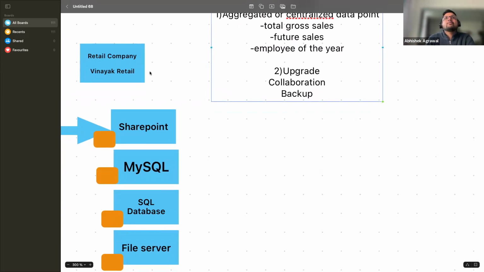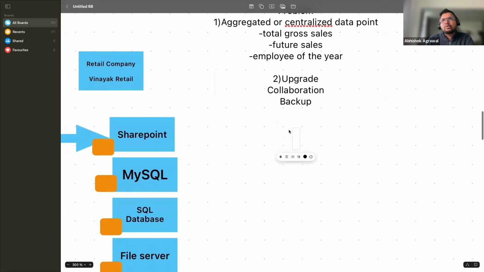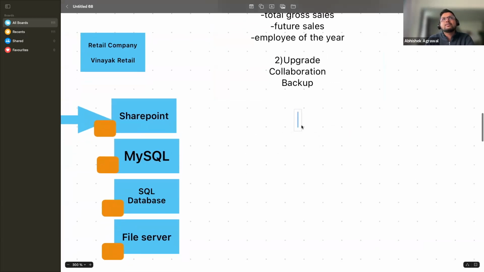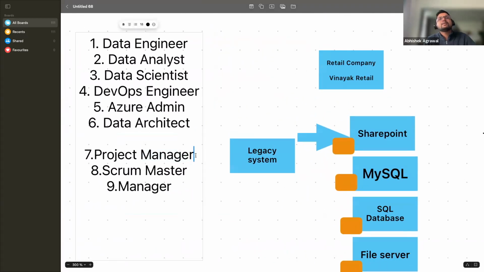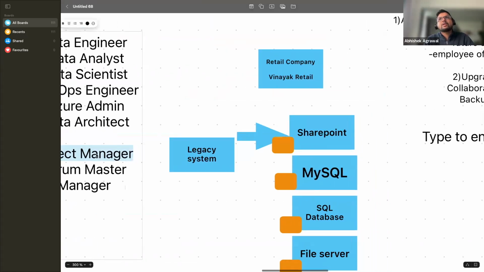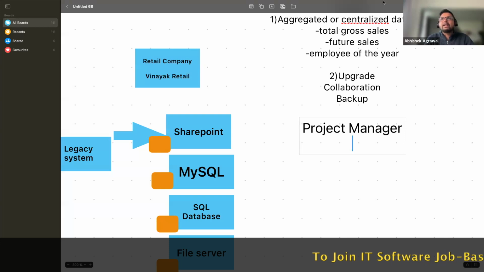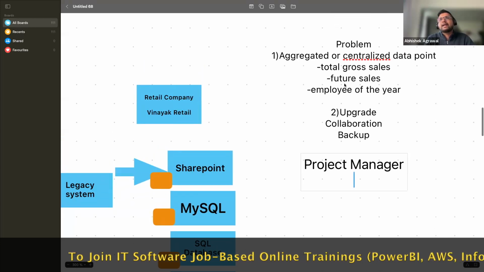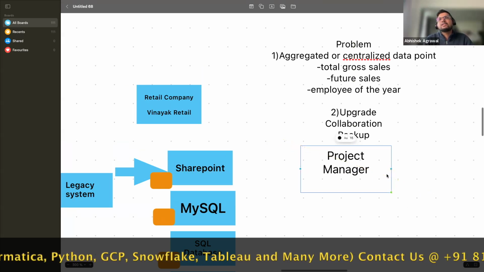These are the problems Vinayak Retail is also facing. Vinayak, the owner of this company, wants a solution. He wants centralized storage and wants to solve these problems. So a technical person, like a data engineer, is needed. Vinayak Retail will hire a project manager and tell the project manager, hey, I have these problems, I need aggregated data, I need upgrades. The project manager will listen to all the problems Vinayak has.